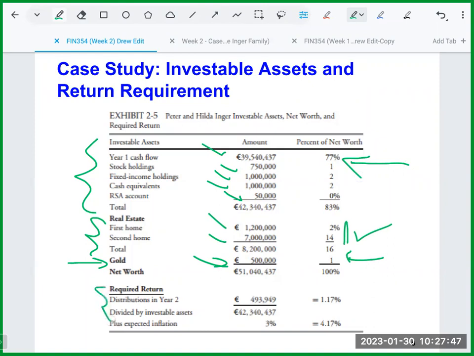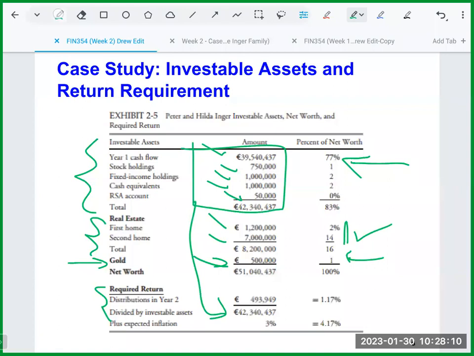How do we get this? We know what is investable. Only all these are investable. That's why we put this here. Okay. Remember, real estate is illiquid, so we typically exclude it. At the same time, the goal is for the foreseeable future, so we exclude it. So we only think about what can be invested, which is around 42 million. And distribution from year 2 onwards.